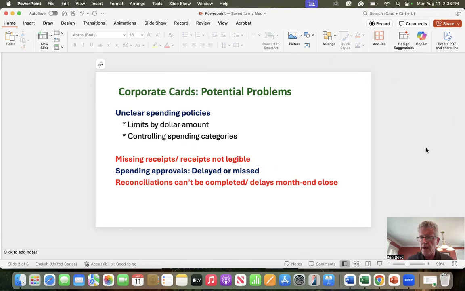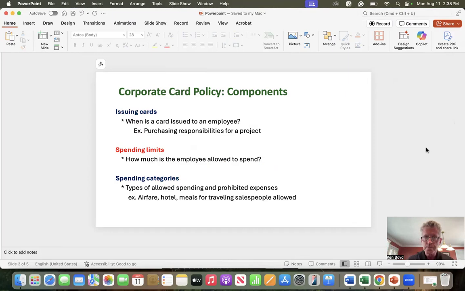Spending approvals that are delayed or missed. This slows down the approval process, which slows down the accounting process. And finally, reconciliations can't be completed because we don't have all the expense information entered, and that delays our monthly close, which is probably the biggest issue of all.